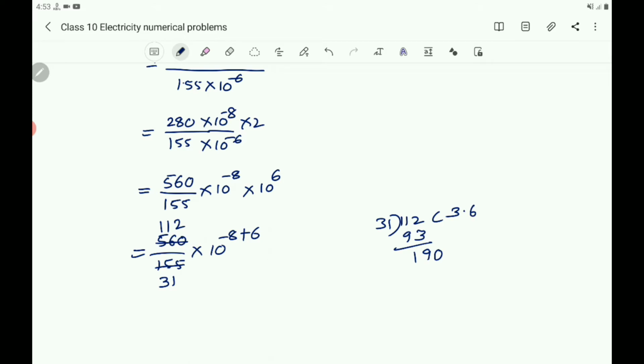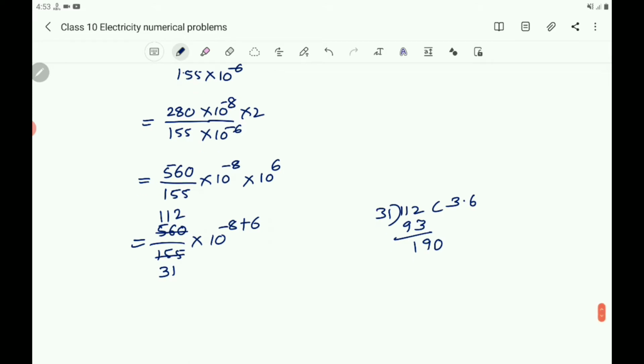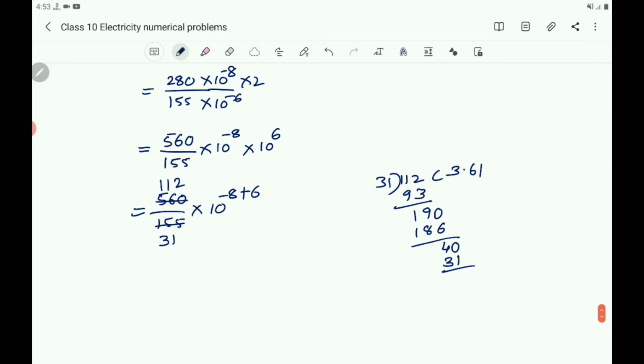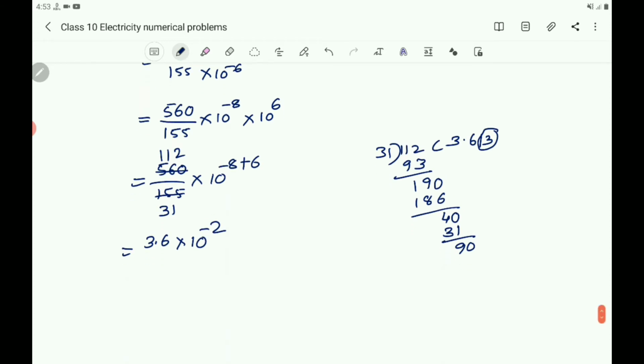Again you can divide. 31 into 6, it becomes 6, and 6 threes are 18. Then what is remaining? 4. Then you write 4 0. Approximately you can have 3.6 you can write. This is enough, you can leave this. 3.6 into 10 power minus 2. Therefore, R equals 3.6 into 10 power minus 2 ohm.